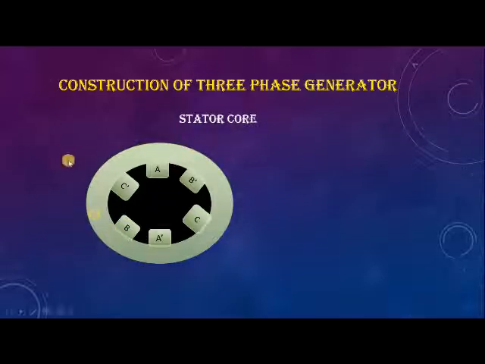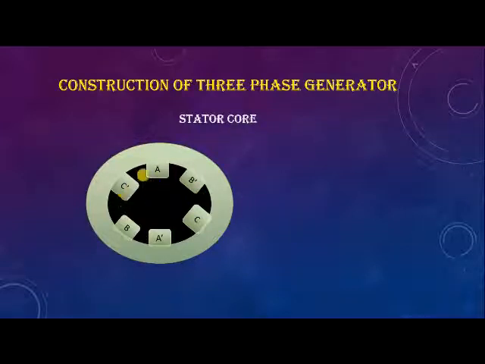So just look at the diagram. I have shown the stator frame where we can see 6 projected teeth. There are 6 projected teeth: A, A dash, B, B dash, C, C dash. And over the teeth, the coils are wound. So the teeth accommodate the stator coils.